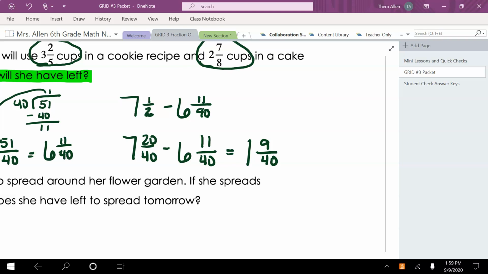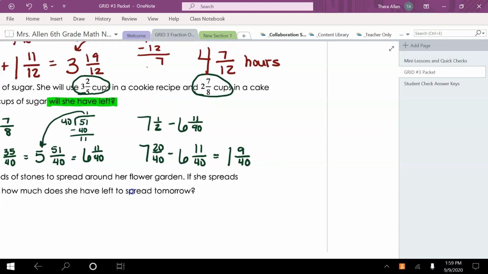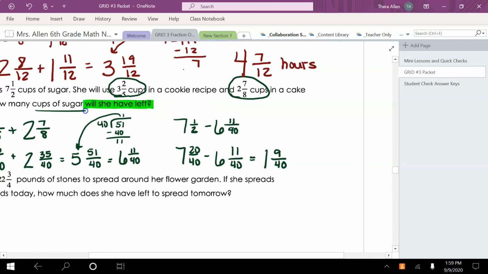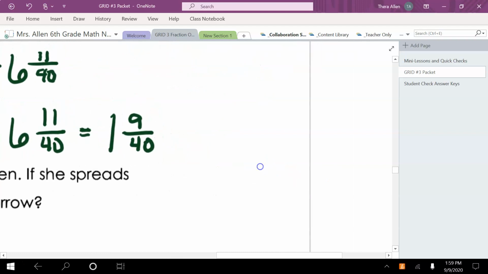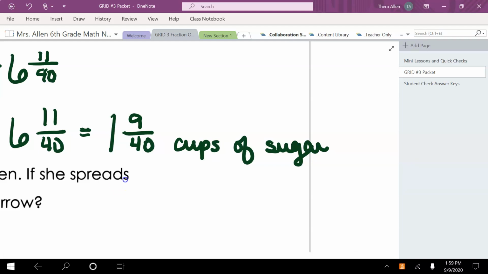So it is simplified, but we are missing something. We are missing the unit. It is asking how many cups of sugar will she have left? And we found out that she will have 1 and 9/40 cups of sugar. All right, cups of sugar. So we have to put down our label.